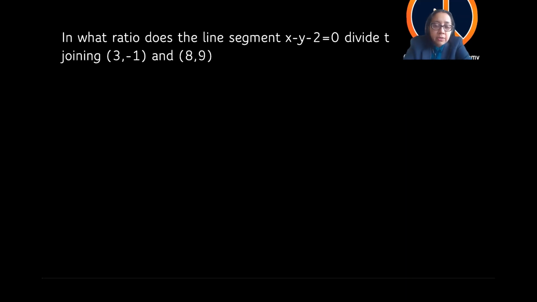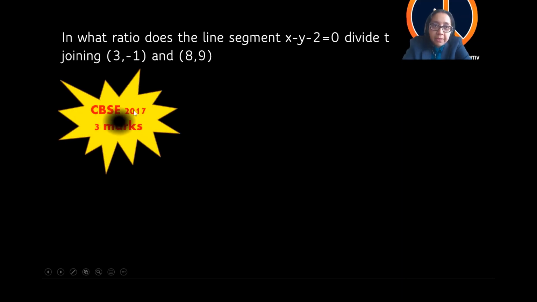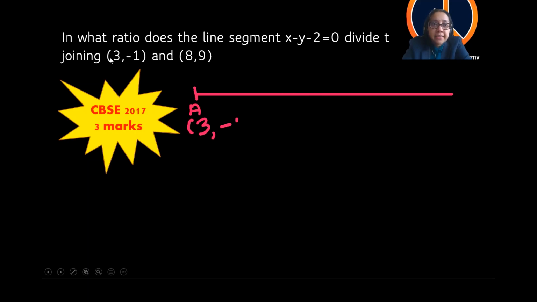This is the second part. In the last part we calculated the coordinate, and in this particular example we are calculating the ratio. This question also came in CBSE 2017 for a 3 marks question. So let's see. The line is given as x - y - 2 = 0. Let's draw the diagram first. It is given at 2 points, let me imagine as (3, -1) and (8, 9).